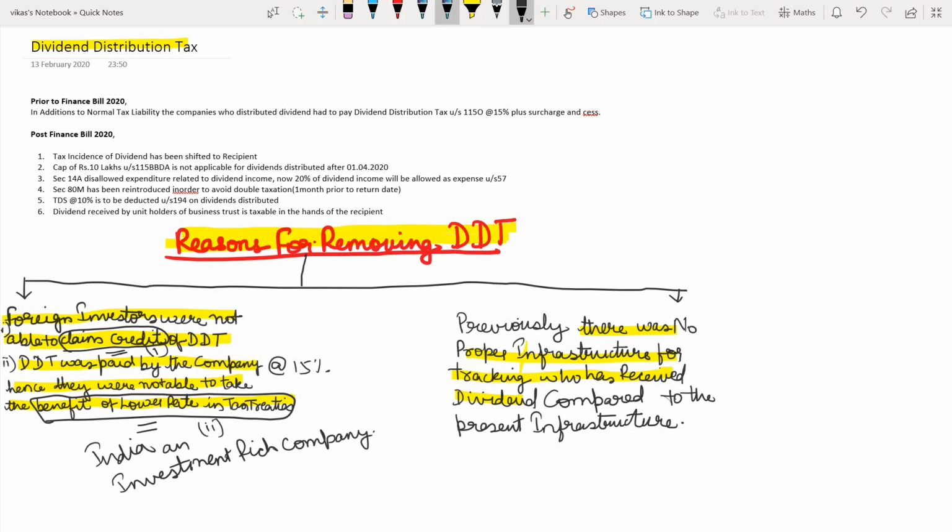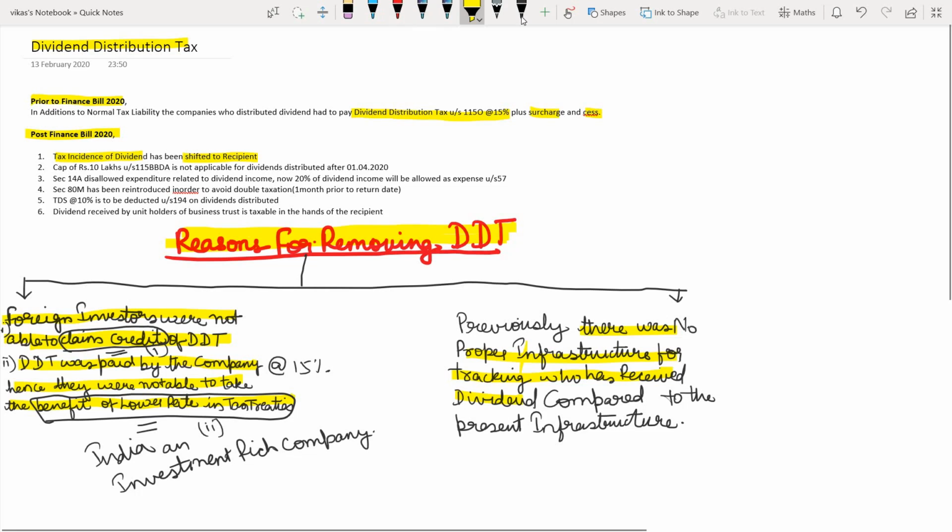Now let us identify what are the other things which have been introduced along with the removal of the dividend distribution tax. Prior to the finance bill, in addition to the normal tax liability, the company had to pay dividend distribution tax at the rate of 15% plus the surcharge and the cess. Now post Finance Bill 2020, the incidence of dividend tax has been shifted to the recipient, because previously the company had to pay, now the recipient will have to pay.